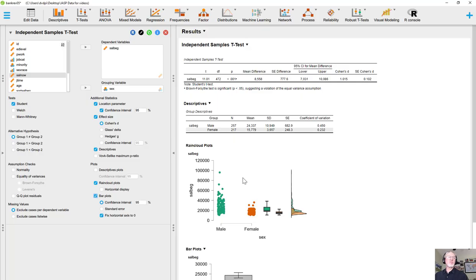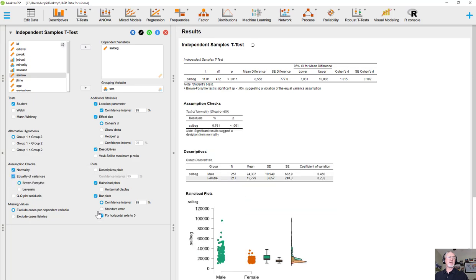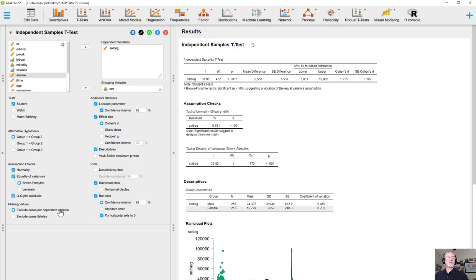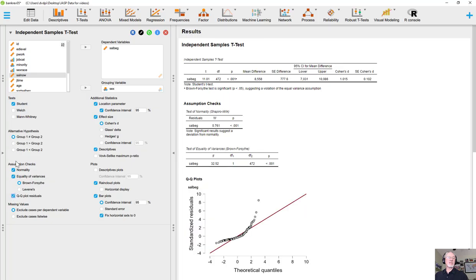Now, what these last various lectures have been about is assumptions. So in order for us to be making a valid inference, we're supposed to meet the normality assumption and the equality of variance assumption. So I'm going to click on these three points over here to evaluate the assumptions. With respect to normality, the Shapiro-Wilk test is saying that we don't have a normal distribution.